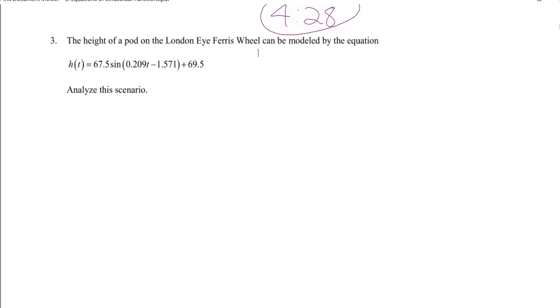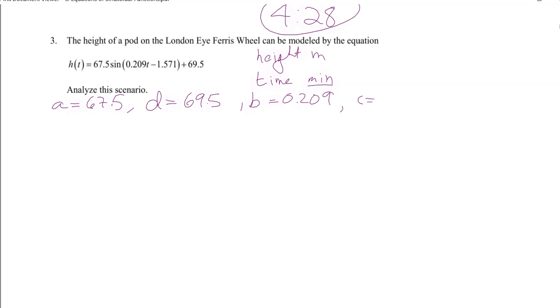Okay, so height is in meters. Time, I think, is in minutes. Okay, we'll verify that in a sec. All right, what do we know? So we know A is 67.5. D is 69.5. B is 0.209. C is negative 1.571.